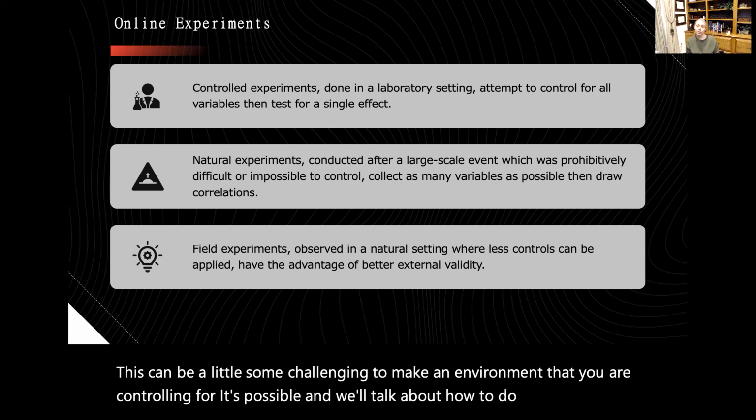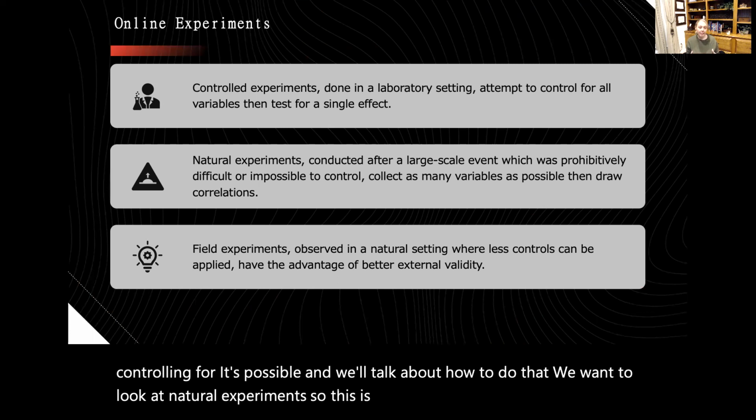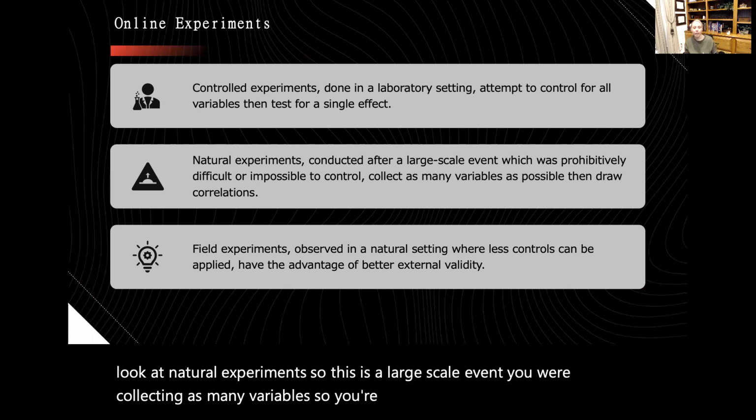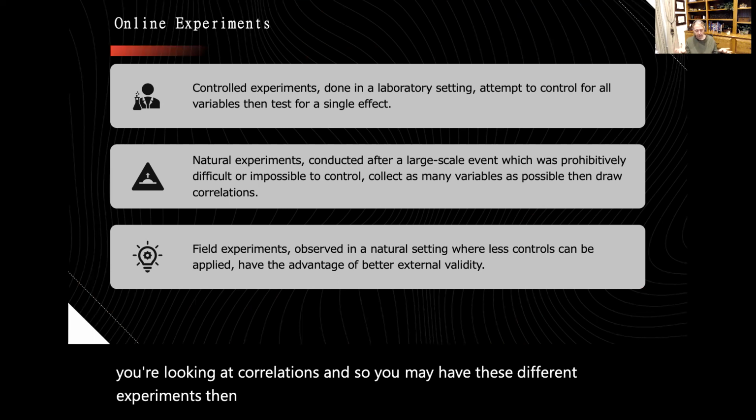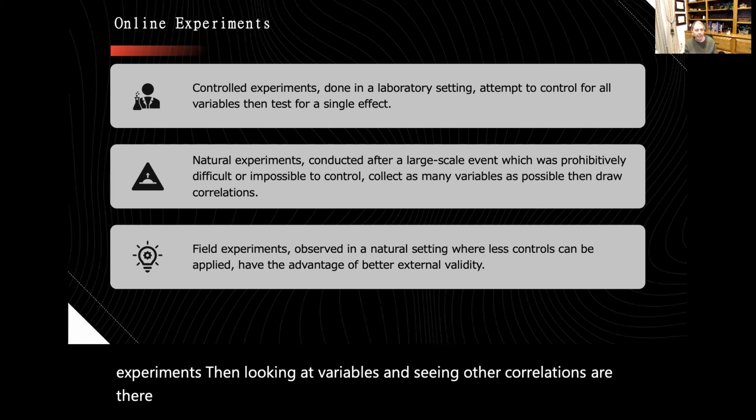We want to look at natural experiments. So this is a large scale event. You are collecting as many variables, so you're making observations and then you're looking at correlations. And so you may have these different experiments and then look at the variables and see, are there correlations? Are there interactions? What's happening here?